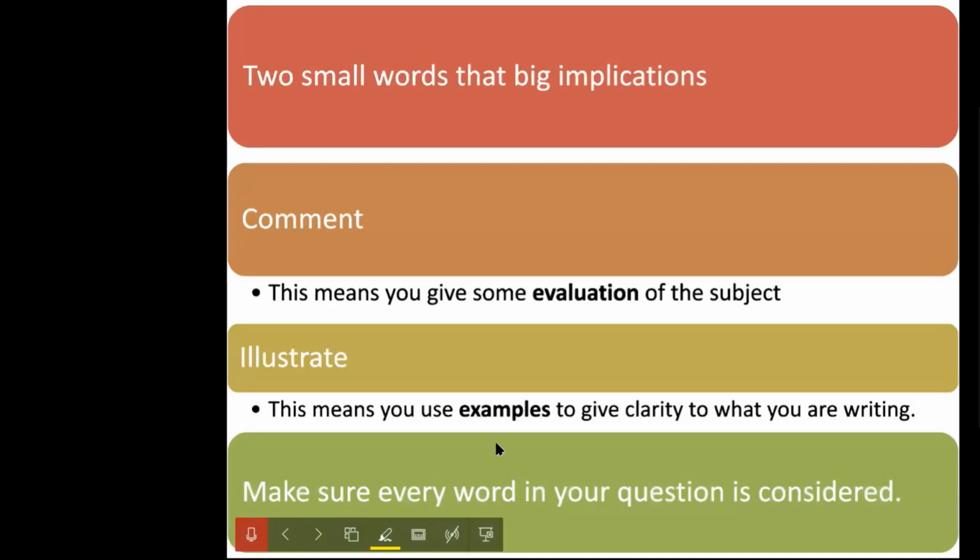So there's a couple of other words that sometimes sneak their way into questions, and one is you might say comment. You might get the question that says discuss the performance of the Tory government on the pandemic and comment on their actions.